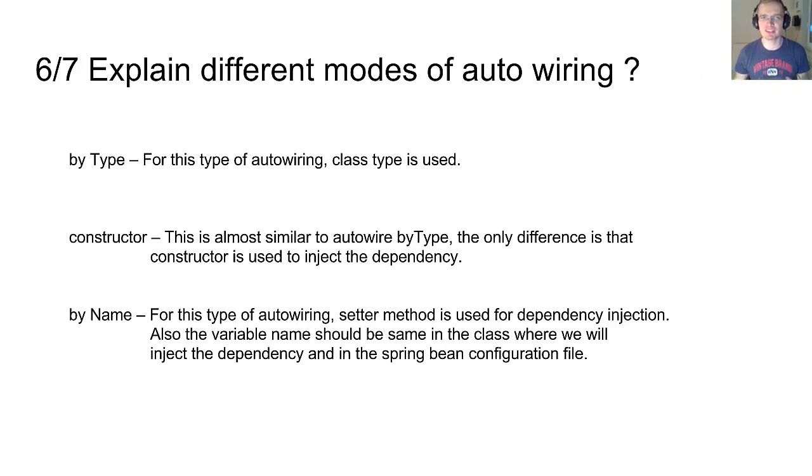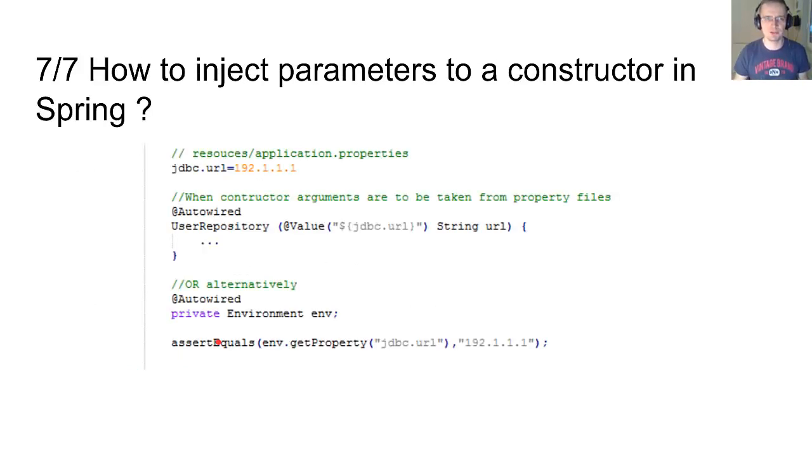Fifth question, explain different modes of auto-wiring. We have three possibilities. By type, for this type of auto-wiring, a class type is used. And we have constructor, which is almost similar to auto-wire by type, but the difference is that the constructor is used to inject the dependency. And we have the last one, by name, for which the setter method is used for the dependency injection.